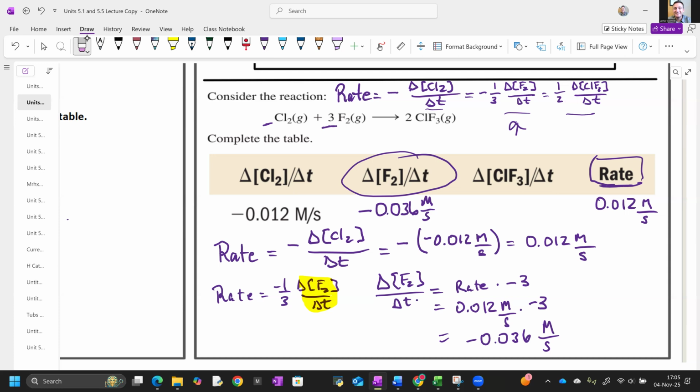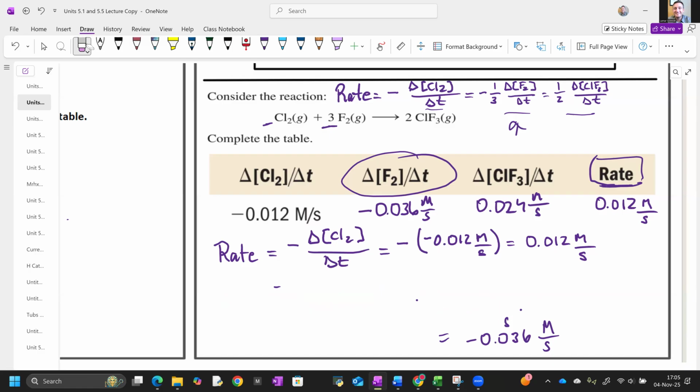For instance, we know the rate is 0.012 molar. So now we know the change in the concentration of ClF3 is 2 times the rate. And so the change in ClF3 is going to be 0.024 molar per second. And notice that's a positive value. And why is that? It's because it's a product. And if we wanted to solve this algebraically like we just did for the other, we would end up with that same value. All right, and so we can go ahead and do that real quick.